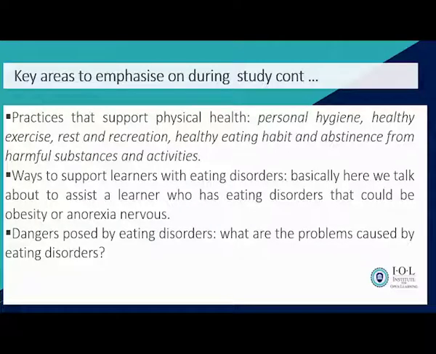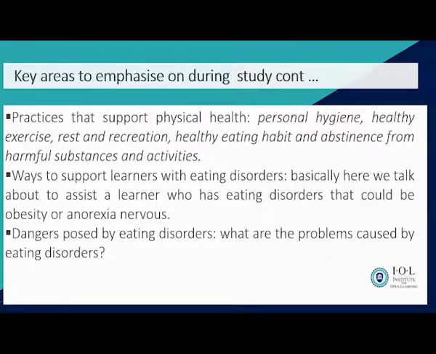Ways to support learners with eating disorders. We have children who have eating disorders. Eating disorders come in two ways. We have anorexia and we have obesity. We have children who eat almost every other second, and then boom, they are big. Their bodies grow big because they eat everything and anything and every time. And that is also an eating disorder. And then we have children who do not want to eat at all. And this is now anorexia, where they will become like stick persons, they just grow smaller and smaller and smaller.